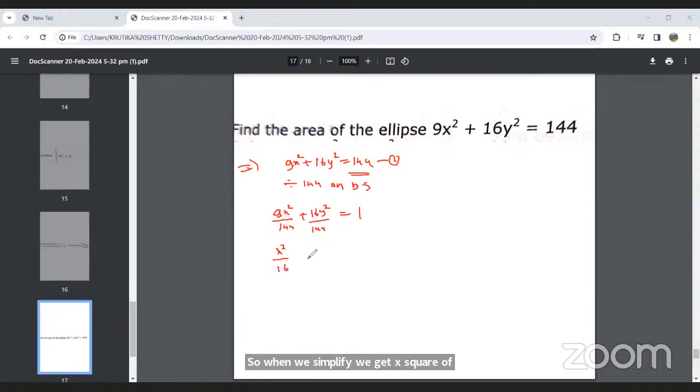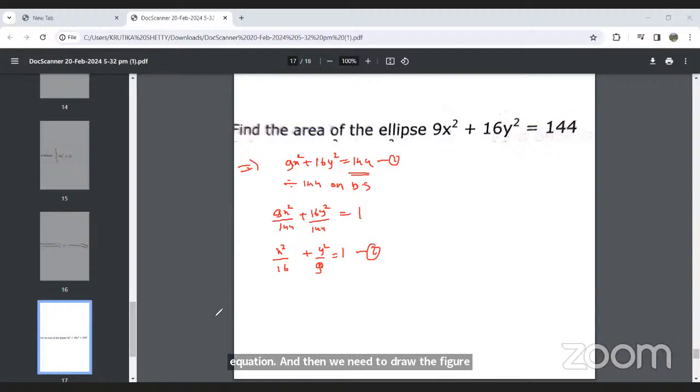So when we simplify, we get x square upon 144 by 9, which is 16, and y square upon 144 by 16, which is 9, is equal to 1. So this is equation 2, and then we need to draw the figure.